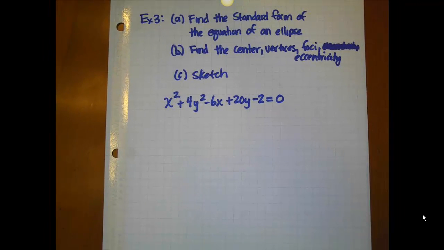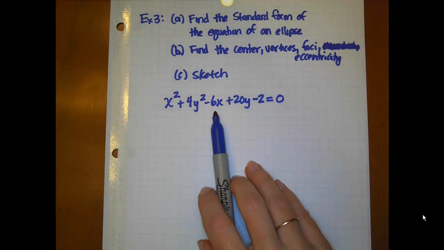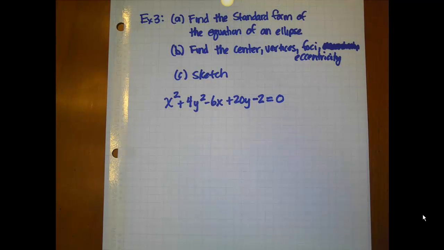All right, for example 3, we're still going to be finding similar information, the center, the vertices, the foci, and eccentricity, but I gave you a complicated version of the equation. It's not so nice. It's not just handed to you in standard form, and you're going to have to do a little work to get it there. So I have x squared plus 4y squared minus 6x plus 20y minus 2 equals 0. Completing the square is going to come back to haunt you. We're actually going to have to do it twice.